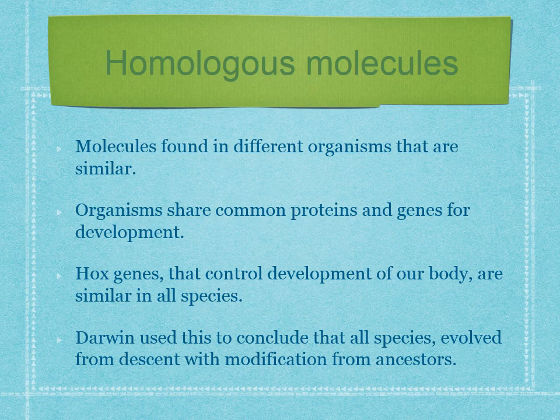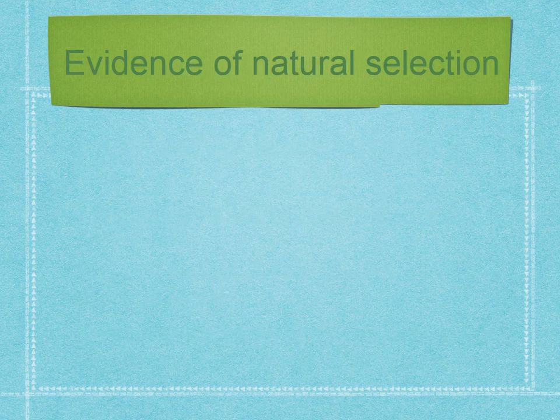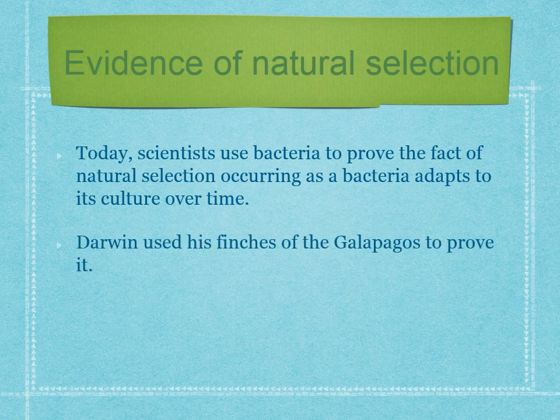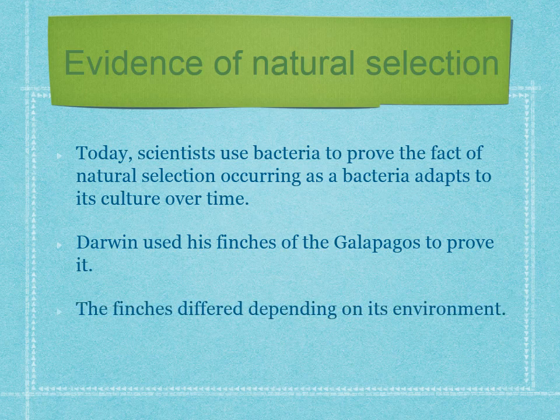Meaning, as you go further and further down the evolution line, small changes make us the different species we are today. And we can use natural selection. Today, scientists use bacteria to prove the fact that natural selection is occurring, as bacteria adapts to different cultures over time. And Darwin used his finches of the Galapagos to prove natural selection was happening.